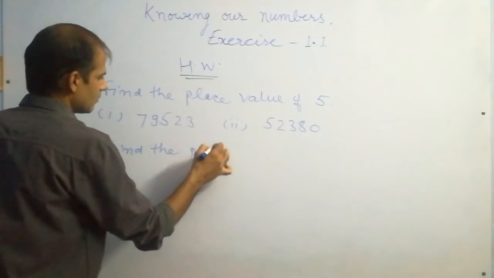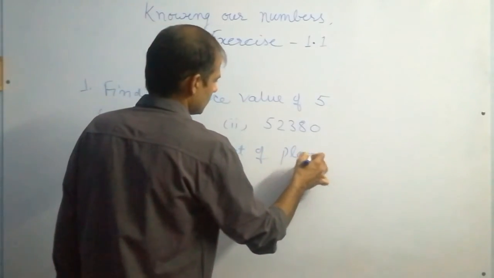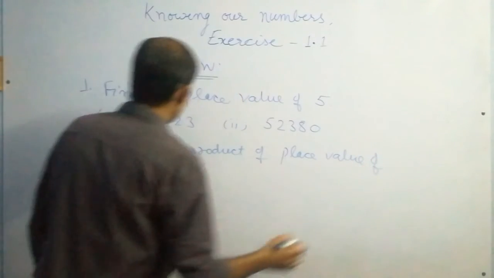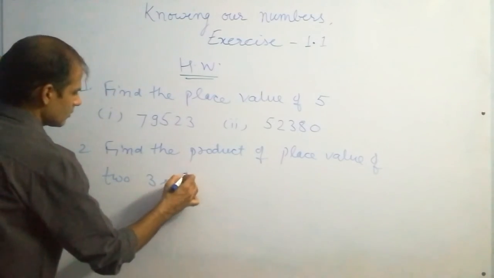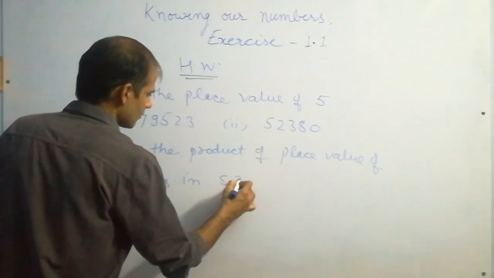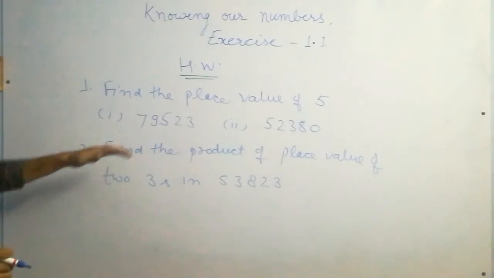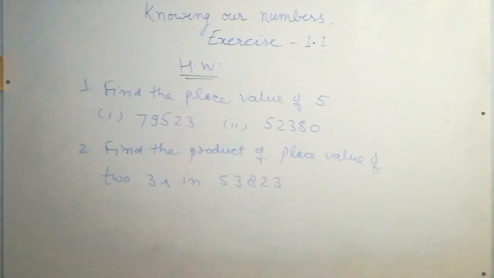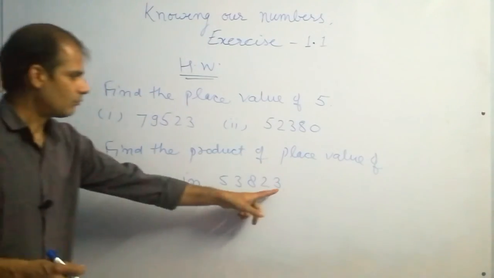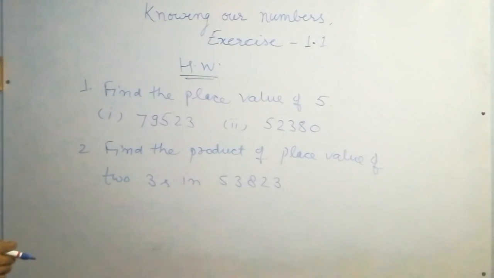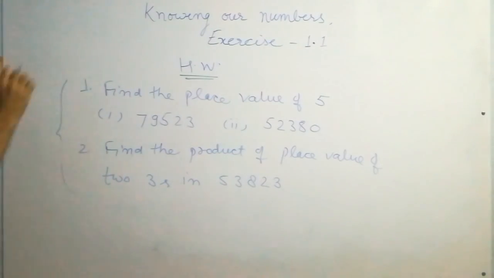Second question is, find the product of place value of 2 3s in this. Means, as you have seen that in this video I solved this type of question. So find the product of place value of 2 3s, 1 and 2. So you have to consider these 3s and then find the place value and then find the product. So these 2 questions you have to solve in the notebook.